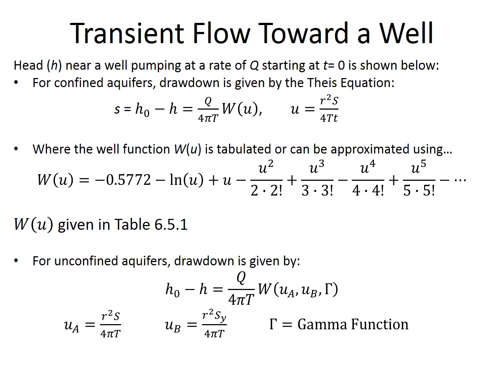And the actual solution of the differential equation is terribly complex, and we're never going to actually use it in equation form. We're only going to use it in a graphical form. In fact, you can make your own graph of u versus W(u). It's called the well function term, using the data in table 6.5.1. And you would need a separate drawdown solution and different curve for unconfined aquifers. And we're going to only use the graphical solutions for this differential equation. So don't be alarmed or concerned that it actually involves the solution of a differential equation.